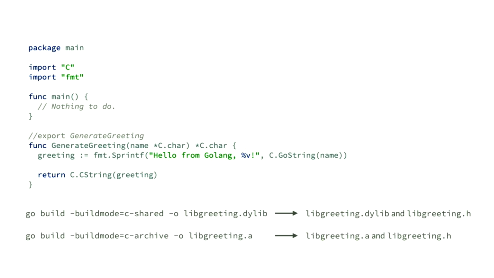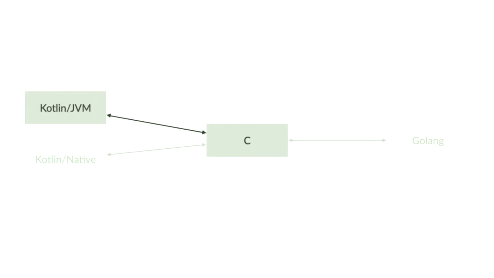So that's what it looks like on the Go side of things. Let's look at what this looks like from the Kotlin side. I'm going to talk about both the JVM and Kotlin native separately because it is a little bit different. But most of you, when you think of Kotlin, will probably think of Kotlin JVM. So I'll start there.